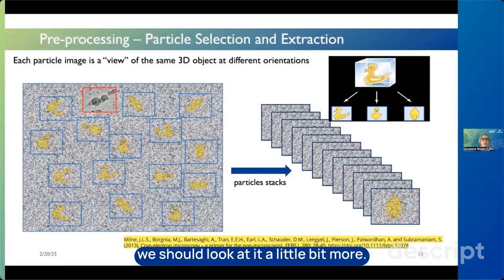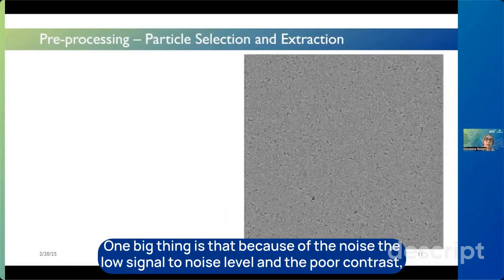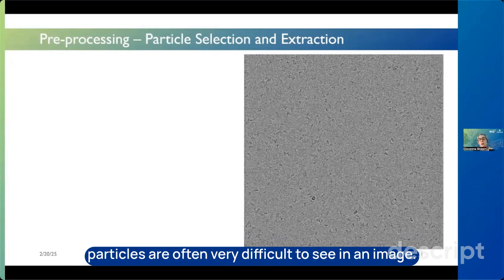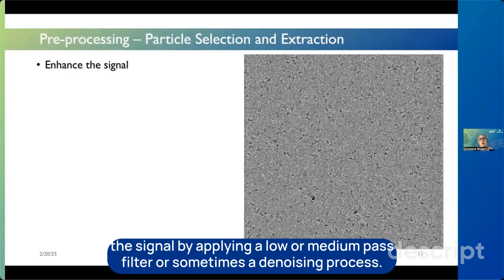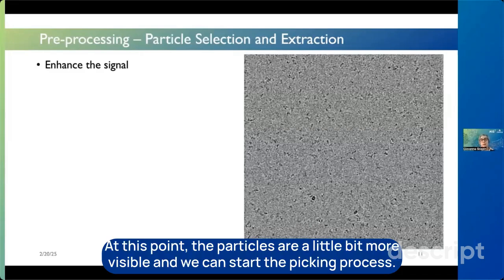This process is called particle picking, and we should look at it a little bit more. One big thing is that because of the noise, the low signal to noise level and the poor contrast, particles are often very difficult to see in an image. And the first thing that the software does in order to make them more visible is to enhance the signal by applying a low or medium pass filter, or sometimes a denoising process. At this point, the particles are a little bit more visible, and we can start the picking process.